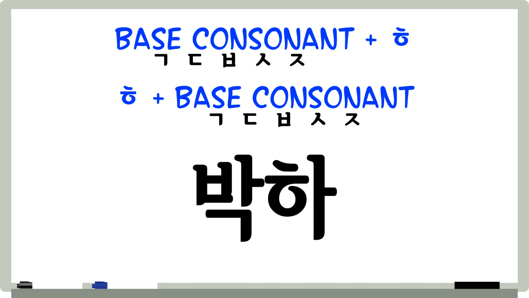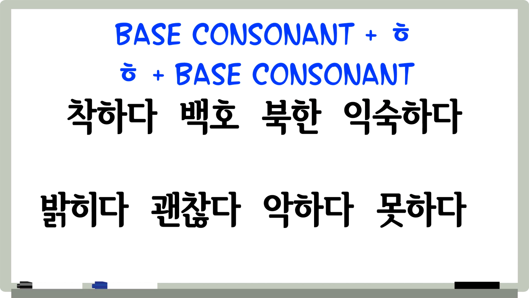For another example, take the word 박하, which means peppermint. The first syllable ends in the base consonant, 기역, and is followed by a hyet, so it becomes a ki역. This becomes pronounced as 박하. Here are a few more examples. You can pause the video here. And here are the answers.